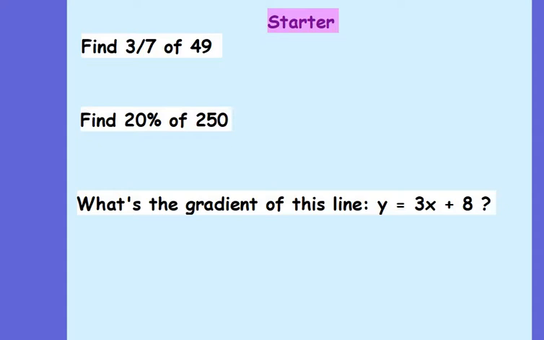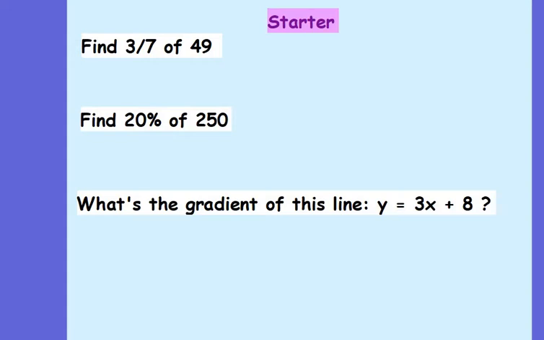Can you find 3/7 of 49? Can you then find 20% of 250? And what's the gradient of this line? y equals 3x plus 8. Pause the video and in your light blue books have a go at those questions now, please.